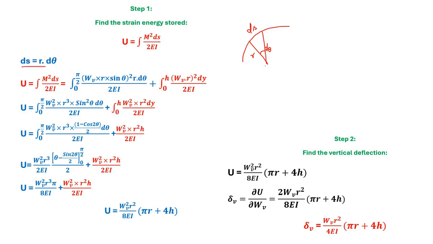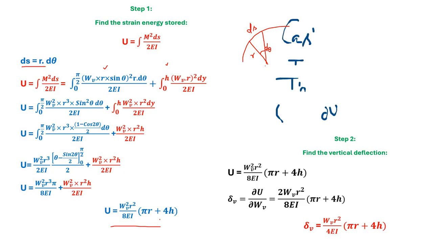So that is represented here. Now as I told you, for the moment expressions from 0 to pi by 2, we have WV into R sin theta, and the moment expression for 0 to H will be WV times R, and the formula for strain energy is M squared ds by 2EI, and here it is split into two expressions. And once you apply the limits and do the integration, you end up with this expression.